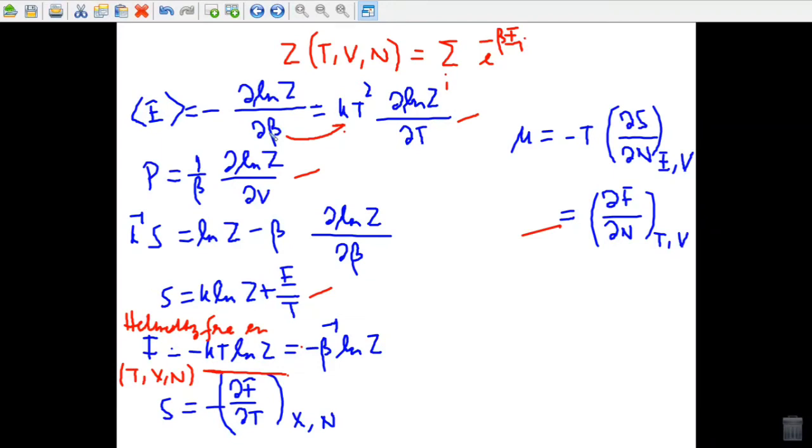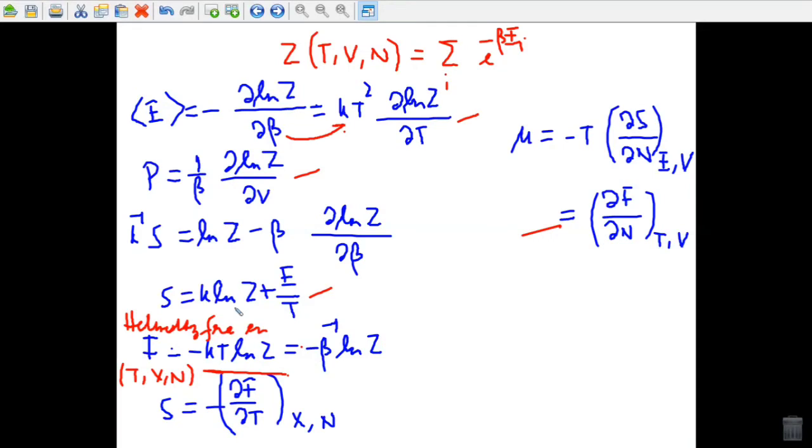And from the thermodynamical identity 1 upon T equals del S del E, one can calculate the entropy as k ln Z plus E by T, right? So the Helmholtz free energy is F equals minus kT ln Z, that is minus beta inverse ln Z, and from the identities of free energy and the fundamental function of the canonical ensemble, one can calculate the other parameters as well.